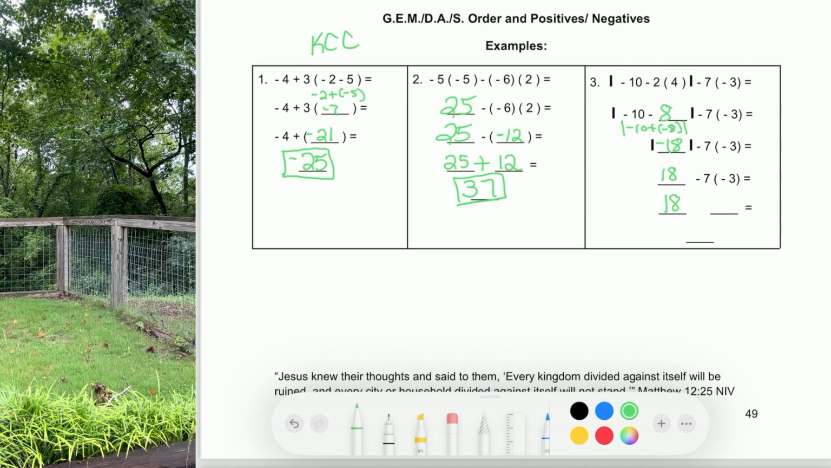I now have a negative 7 times a negative 3. This subtraction sign is a negative sign. Remember, we talked about that before. So at this point, I can say negative 7 times negative 3. That gives me a positive 21. So when I write this down, I would write it as plus 21. All right, so 18 plus 21 is going to give us 39.